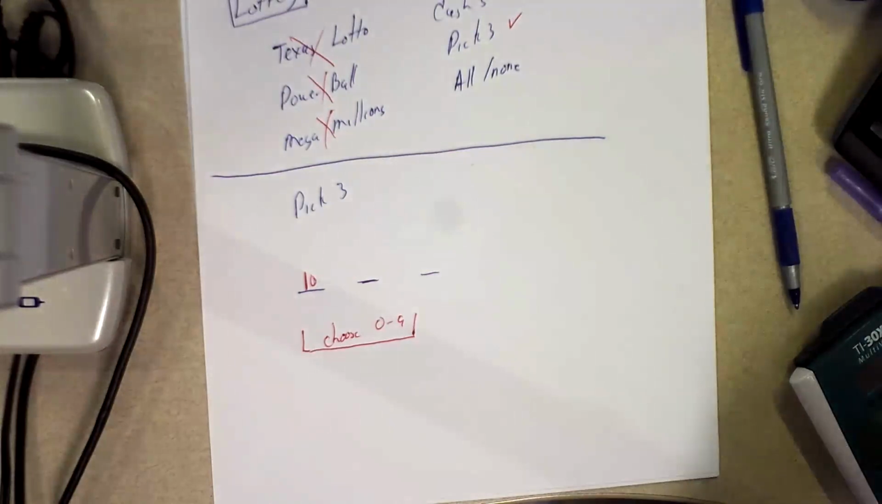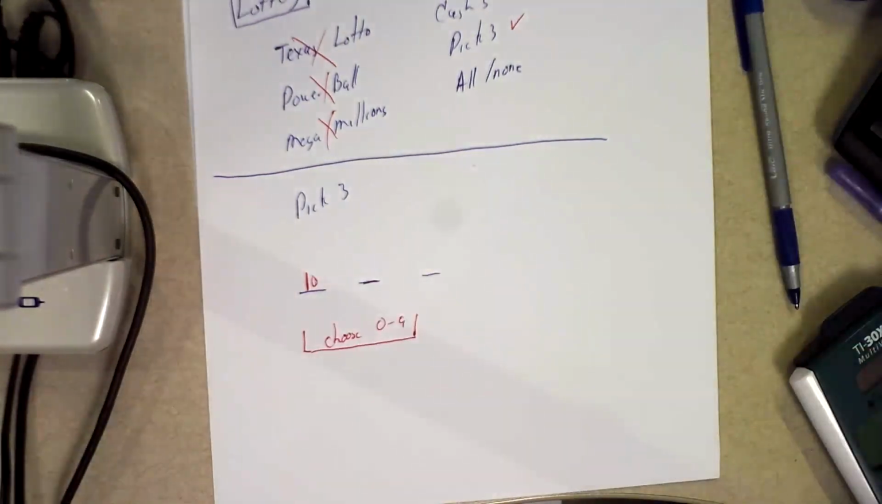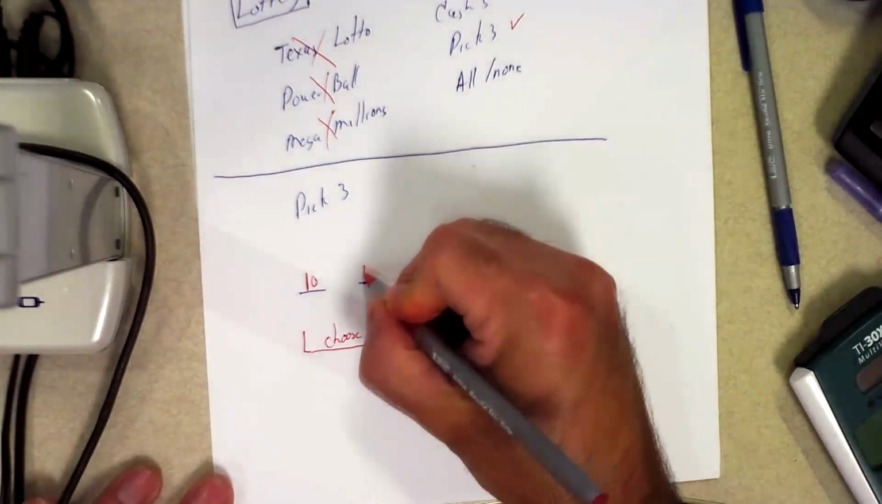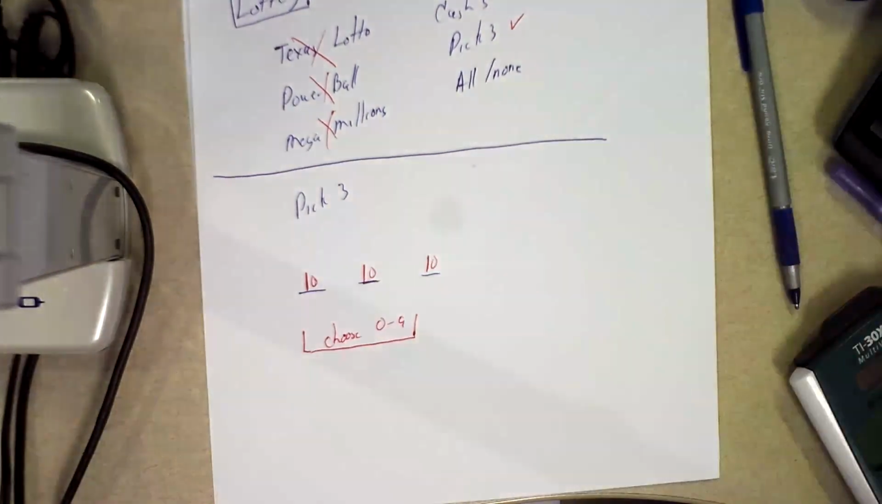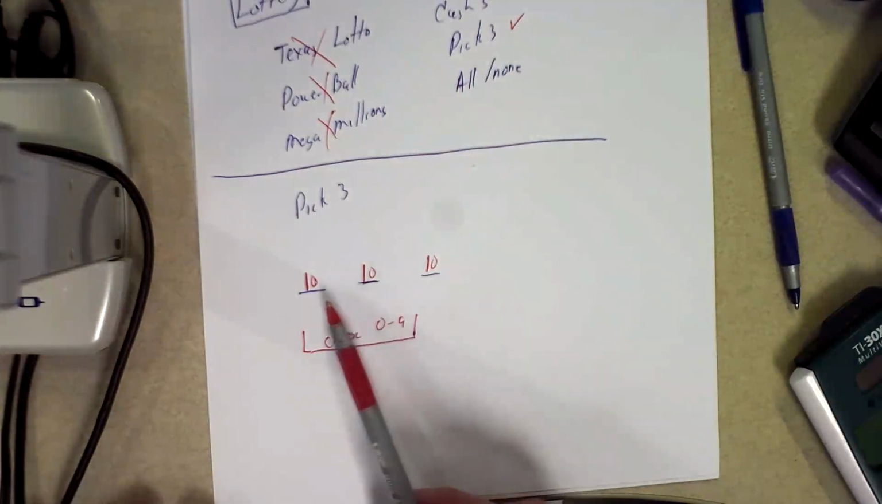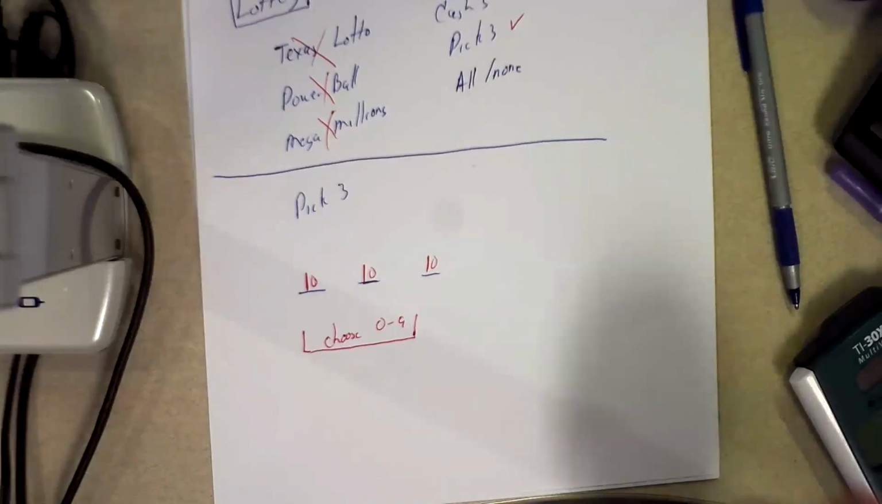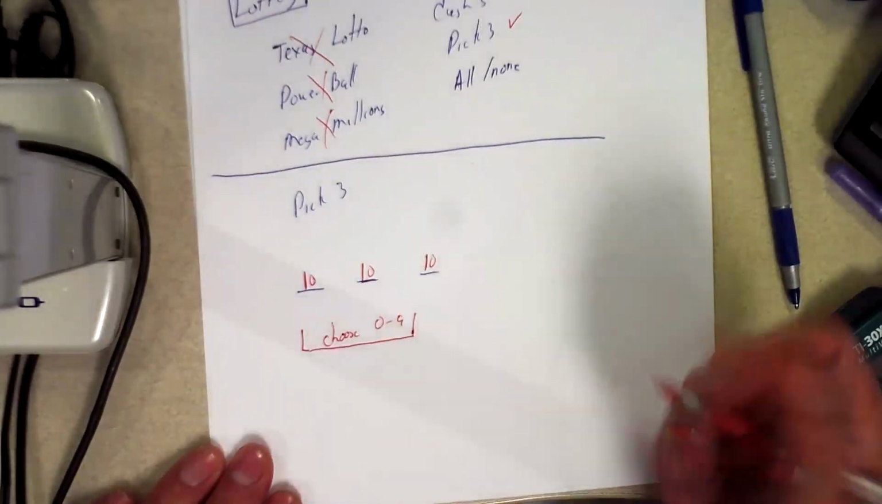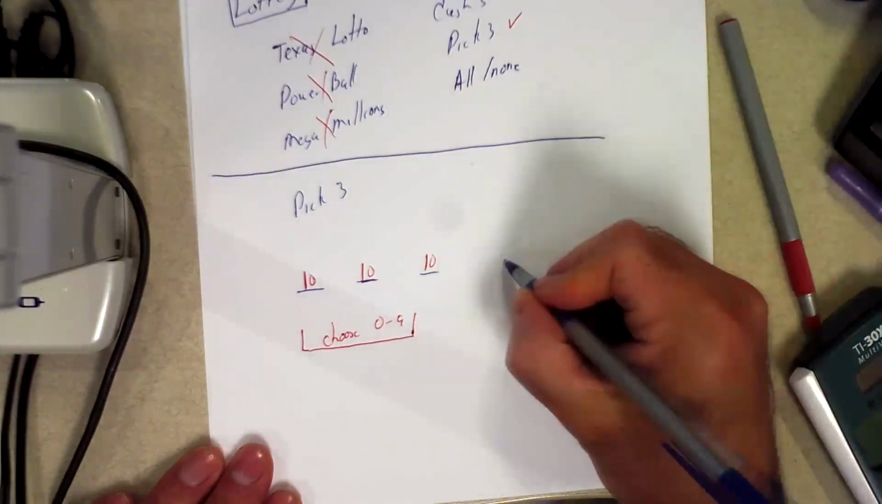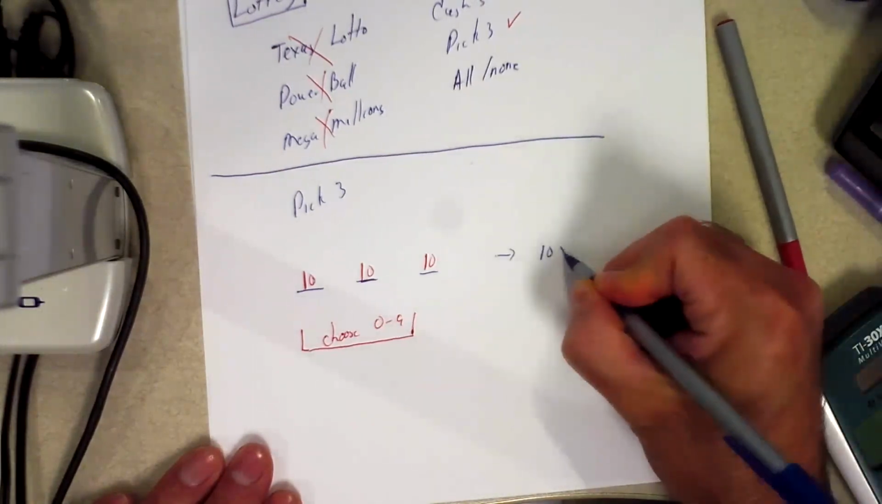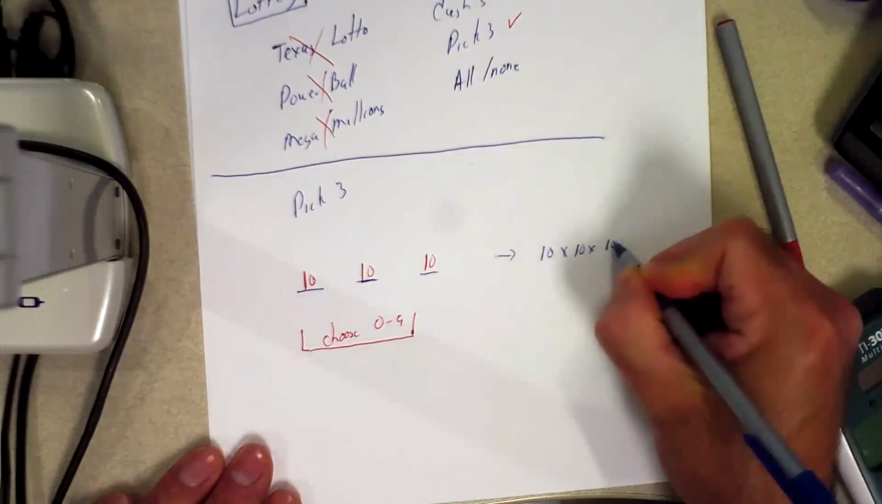So they can repeat. You can pick 333 if you want, or 777. So they're all going to be 10. You have 10 choices, 10 choices, 10 choices for the third ball. So to figure out how many different sets of numbers you can choose, all you have to do is use the fundamental counting principle and multiply those 10s all together. And that'll tell you how many tickets can be generated by playing this game.